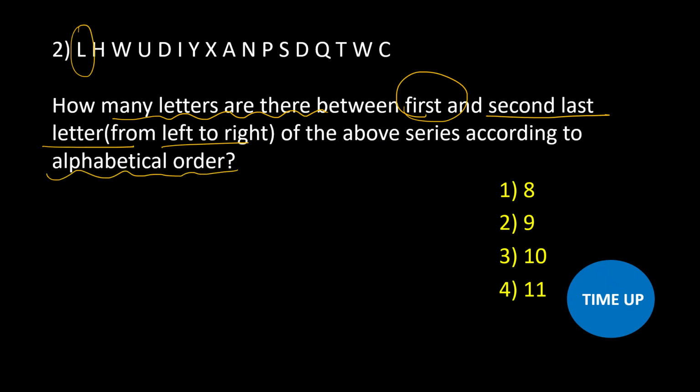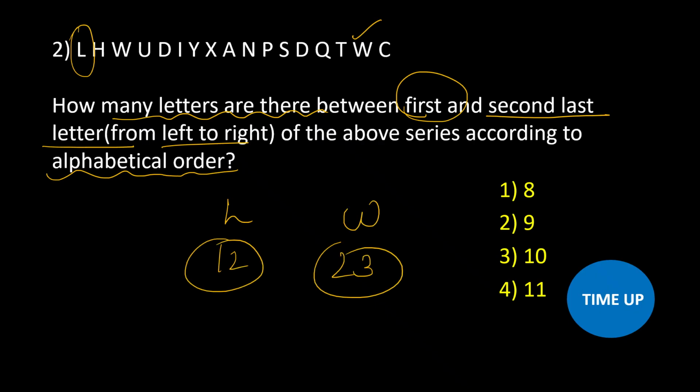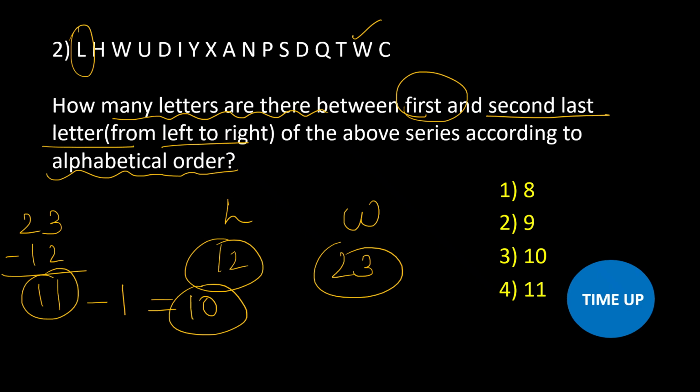First letter is your L, second last letter is W. So what is the position for L? 12, correct? What is the position for W? 23. So what you need to do? 23 minus 12 you need to do. So 23 minus 12 is 11, and then minus 1 you need to do, that is 10. Okay. So 10 is your answer. Option 3 is the answer.